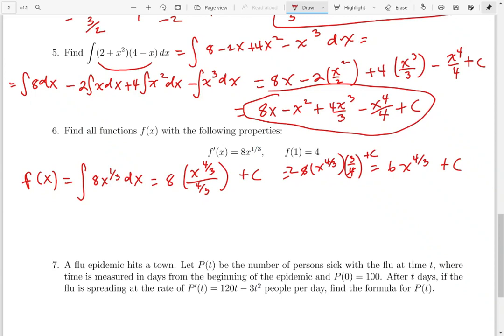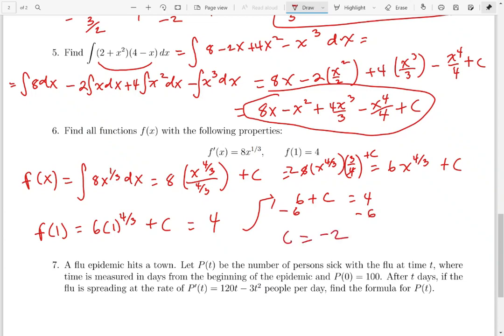Okay, that's all right. But what do we know? Now we found our f of x, sort of. But we're also told that if we take f of 1, we're going to get 4. And so let's take f of 1. Well, that's going to be 6 times 1 to the 4/3 plus that constant c is equal to 4. Well, I claim now we have an equation. 1 to the 4/3 is 1. Cube rooted is 1. 1 times 6 is 6. So that's the equation. 6 plus c is equal to 4. So solve for c. Minus 6, minus 6. We then get that c is equal to -2.